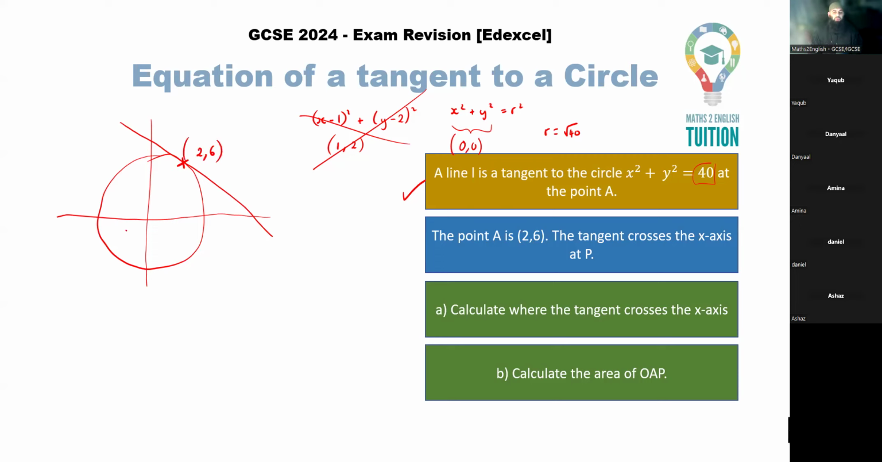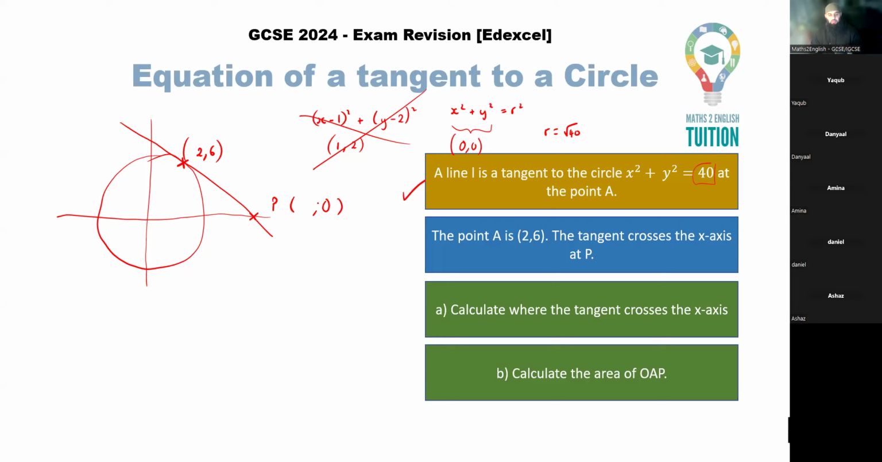Now the question says the tangent crosses the x-axis at P. We should understand what that means. The question says, number one, calculate where the tangent crosses the x-axis. So at P, we don't know what the x value is, but we do know what the y value is, because when something crosses the x-axis, the y value has to be 0. So we know the y value is 0.